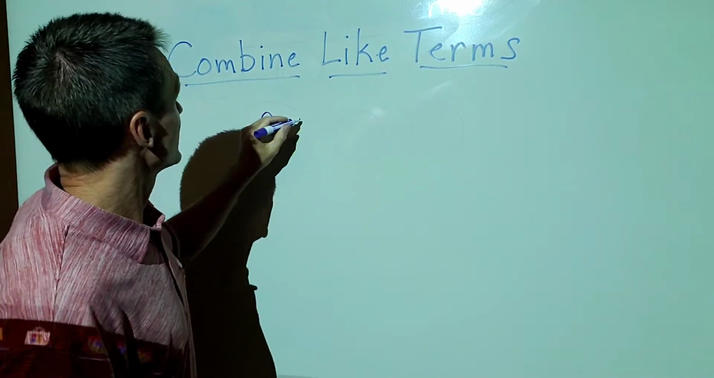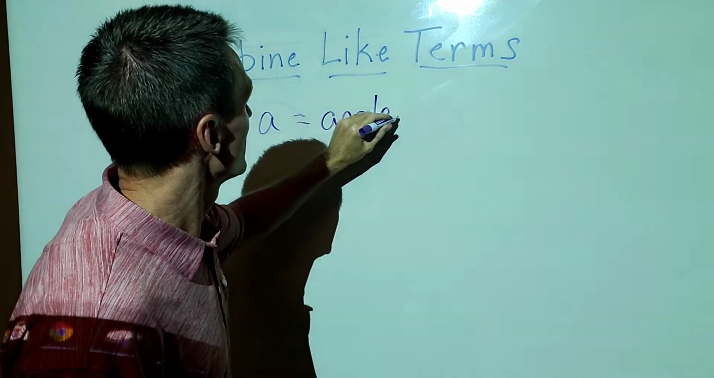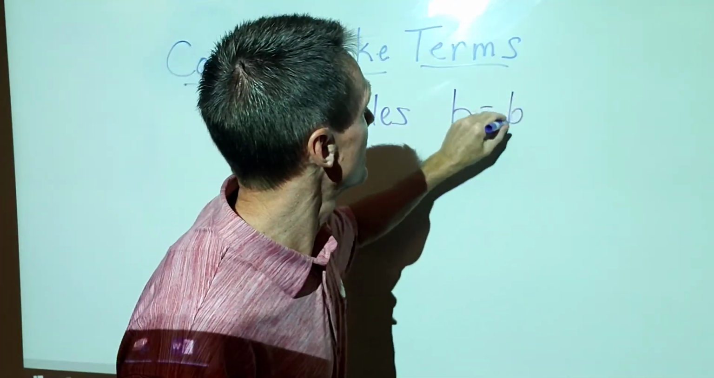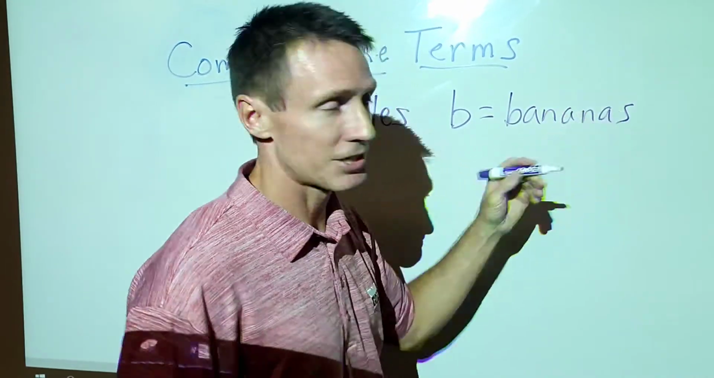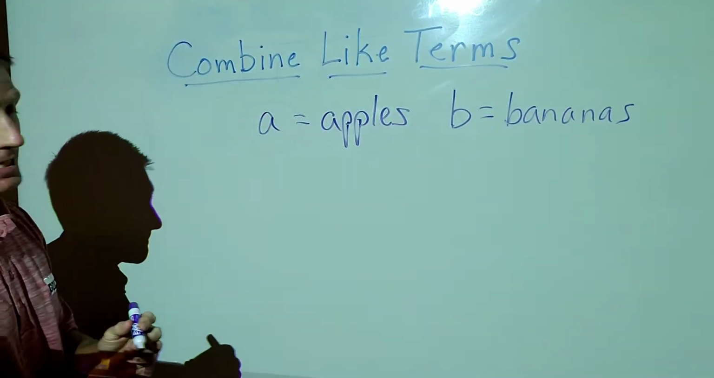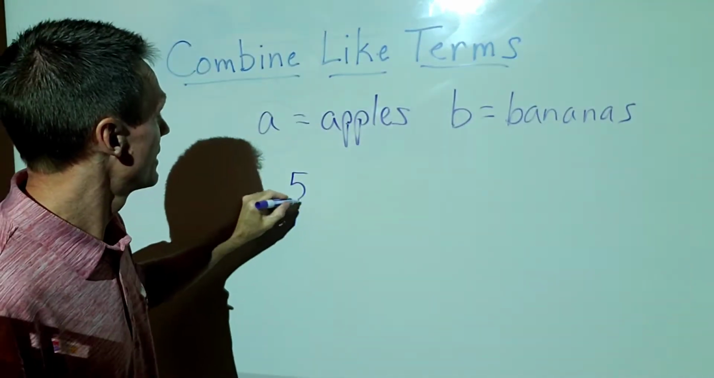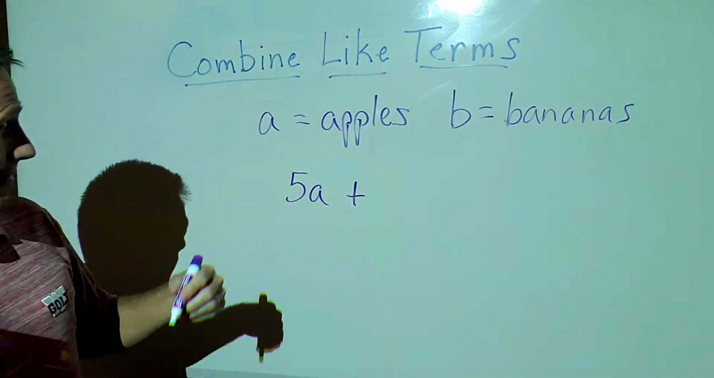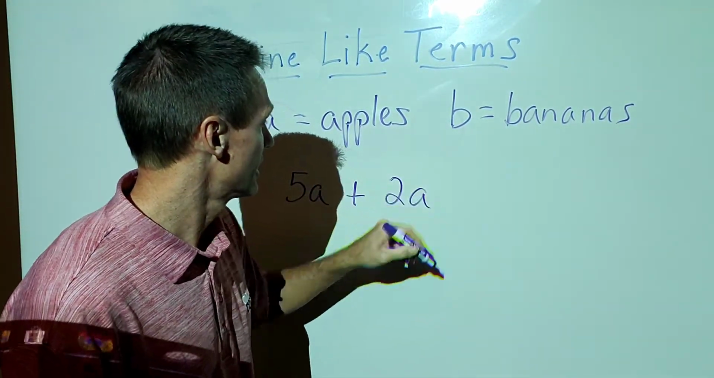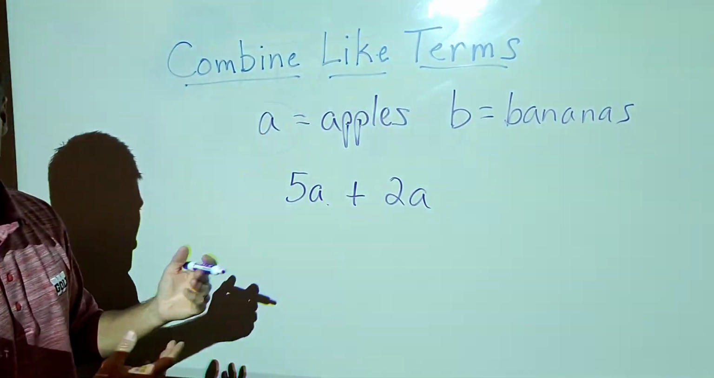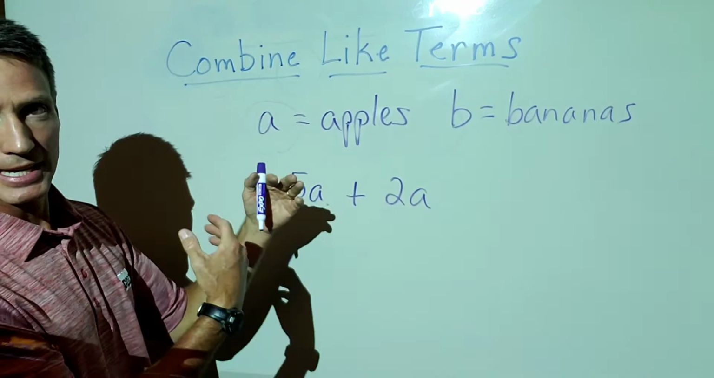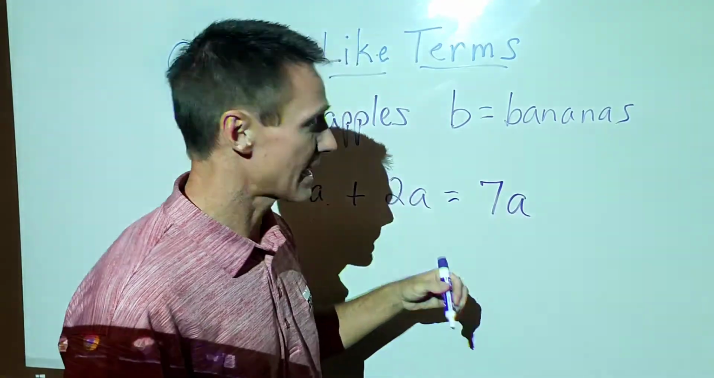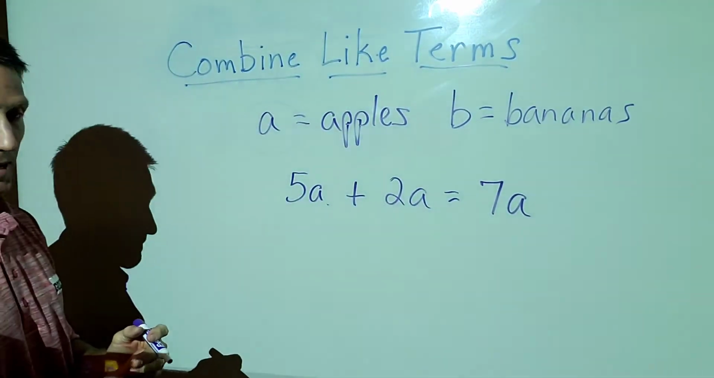Keep it simple. So A will obviously stand for apples, and let's use B for bananas. So let's say we had 5 apples. If somebody gave me 2 more apples, we are talking about apples in both cases right here. So if I have 5 apples and someone gives me 2 more apples, I now have 7 apples. Okay, so hopefully that makes sense.